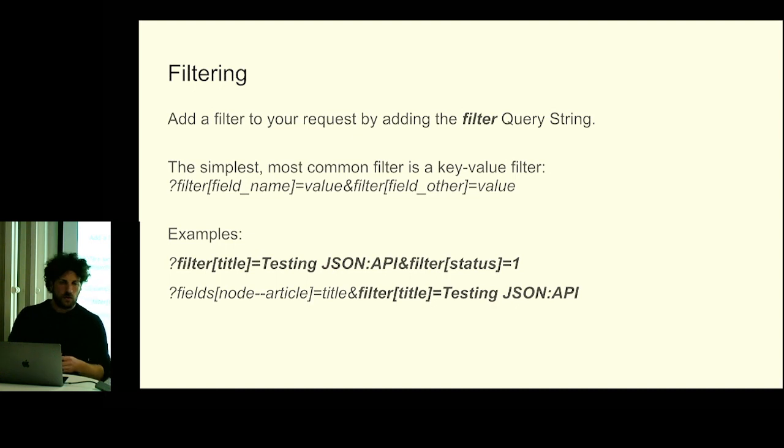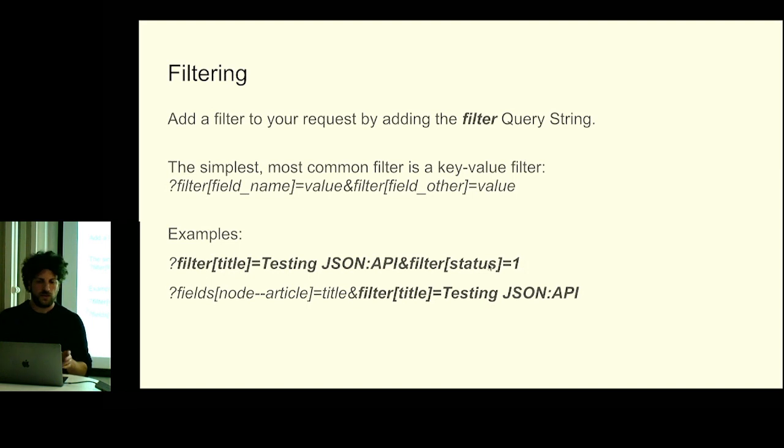You can also filter it. So when you're getting a listing of articles, you can filter by value. In this case, I'm filtering by title, so it should be testing JSON API, and the status should be published. Or I can just specify the title, and again I can concatenate the fields. So I can get all the nodes, just the title, and then filter by the title.